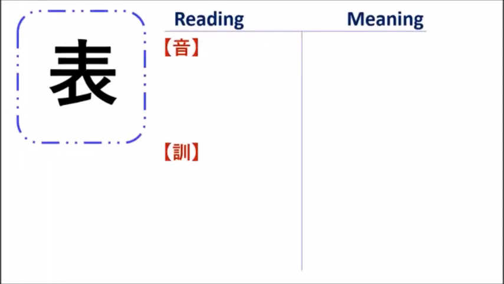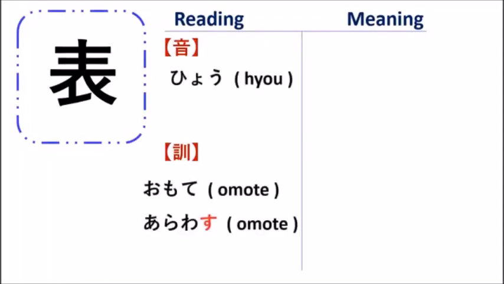We are going to learn about this kanji. This kanji has the onyomi reading hyo, and the kunyomi is omote or arawasu. The onyomi hyo is from the original Chinese sound, and the kunyomi is the Japanese sound.